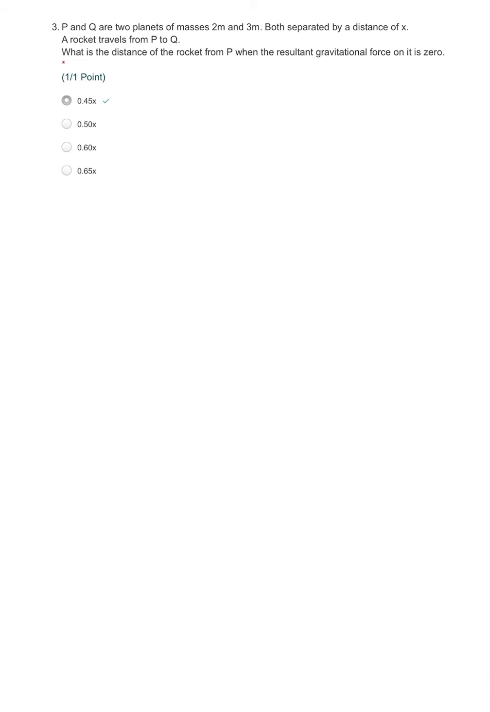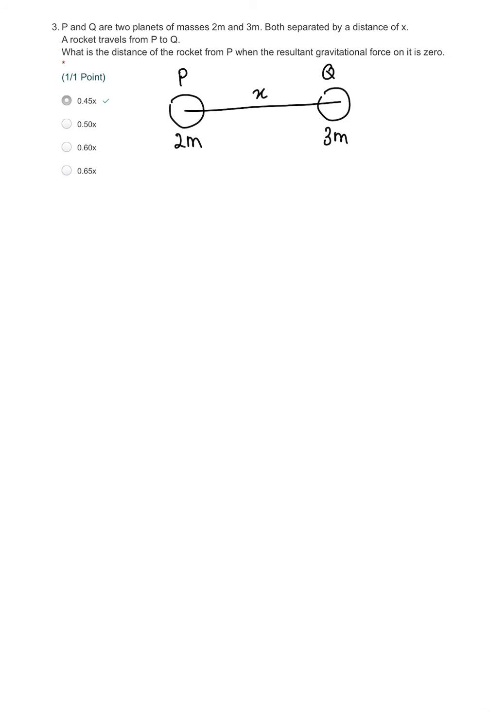Okay, so you have to remember that the gravitational force acting between two planets is pointing toward each other. Let me try to draw it. So we have planet P and planet Q. This is P, this is Q. Planet P is 2m and planet Q is 3m respectively, both separated by a distance of x. So maksudnya from the center of P to the center of Q, the distance is x.